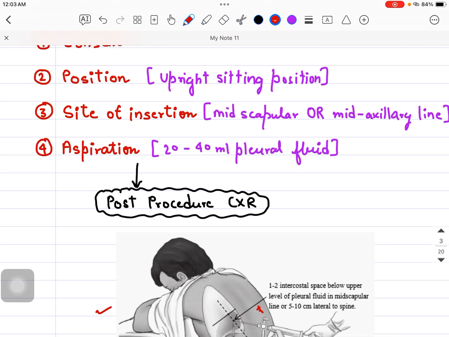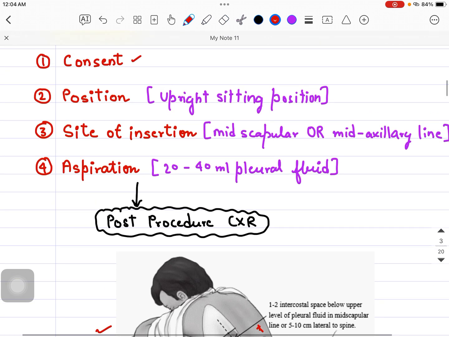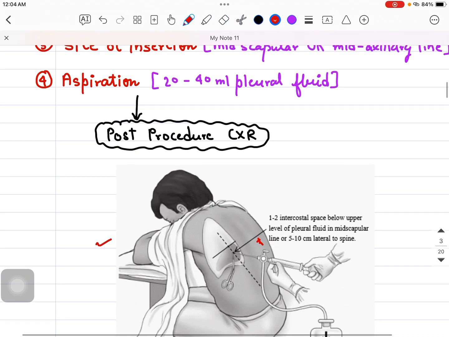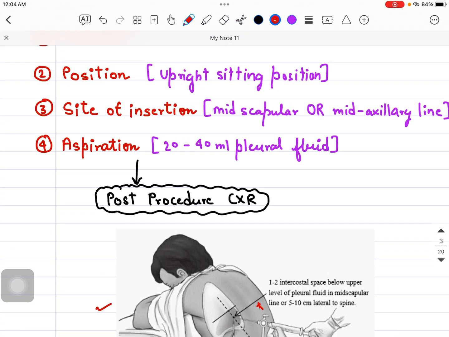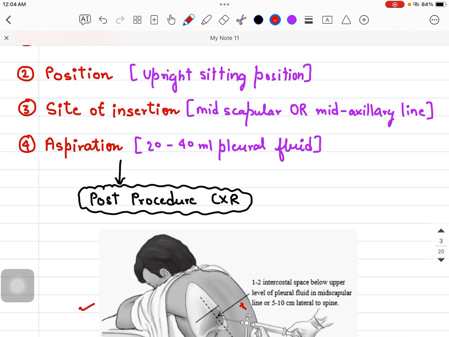Before pricking the patient, we should always tell the patient what we are going to do. Then positioning the patient: an upright sitting position should be taken by the patient so that we can appreciate the intercostal spaces very well. Then the site of insertion, you will be checking with the ultrasound probe whether it is correct or not. Usually we are pricking the patient either in the mid scapular line or in the mid axillary line, and then finally we will be doing the aspiration for diagnostic purpose, that is 20 to 40 ml of pleural fluid will be taken.